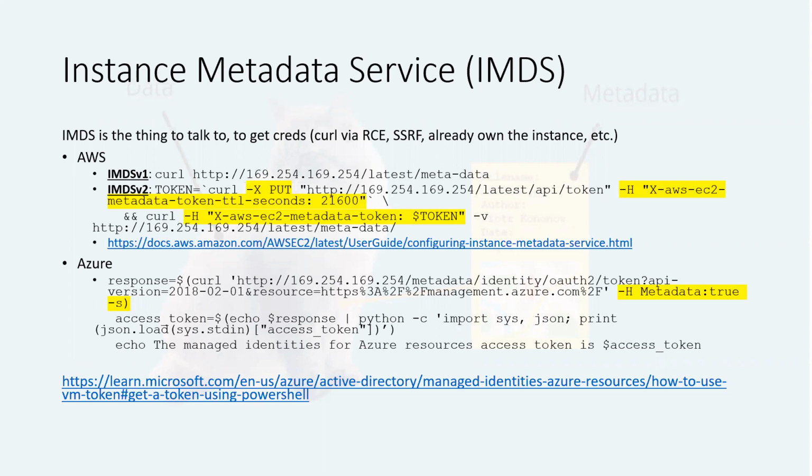So V2 is a little more secure. It's going to make it a lot more challenging to get access keys through something like an SSRF. And the reason is because of the things that are highlighted in yellow there.